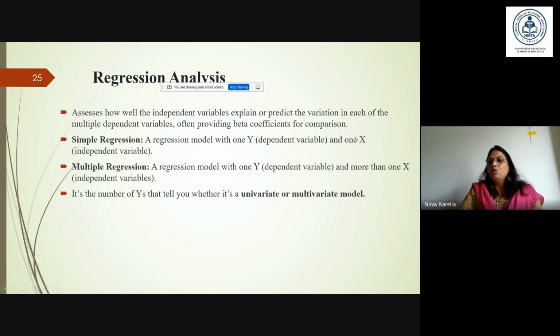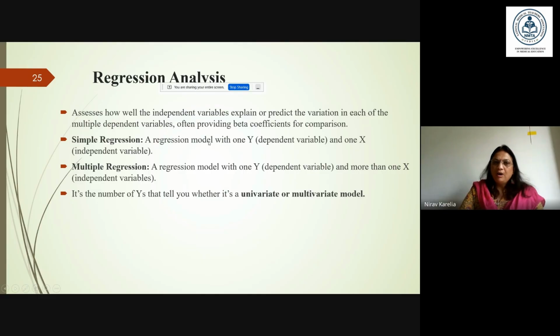X may be more than 1. So if 1, then simple; more than 1, multiple. But in multivariate analysis, your Y is more than 1. Then it becomes multivariate. If you consider 2, you can call it bivariate, and more than 2, you can consider it a multivariate model.